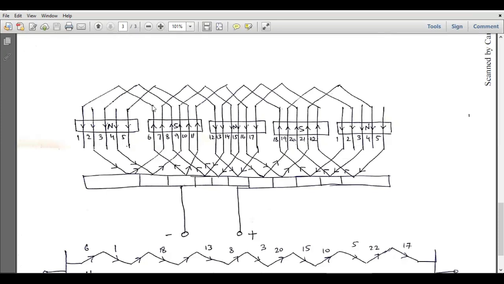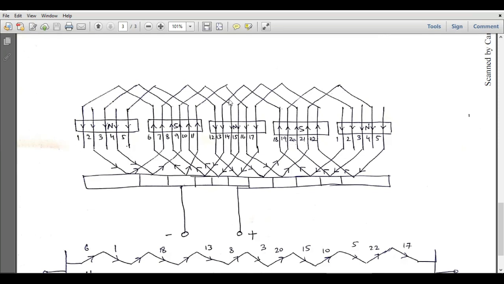Now front pitch is also equal to 5. So 6 plus 5 is equal to 11. Now 11 plus 5 is equal to 16. 16 plus 5 is equal to 21. And 21 plus 5 is equal to 4. And 4 plus 5 is equal to 9. So this is our conductor number 9.